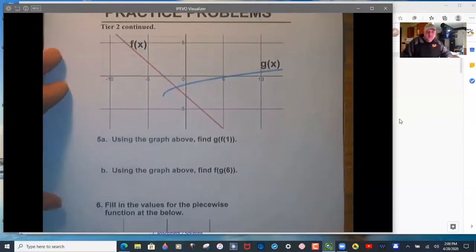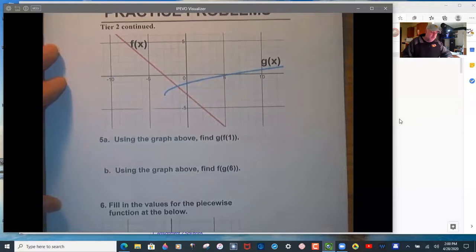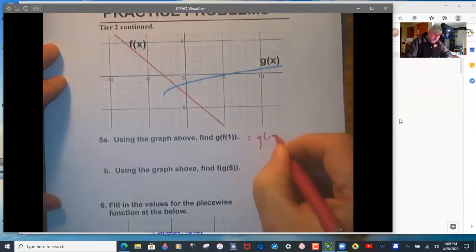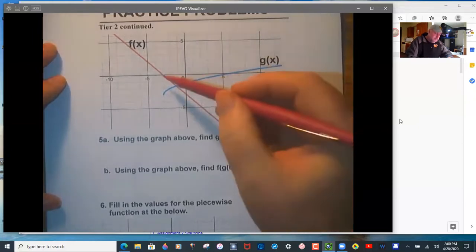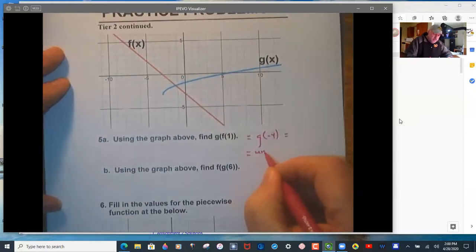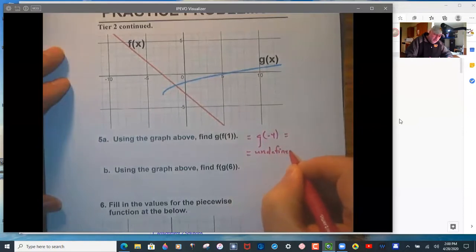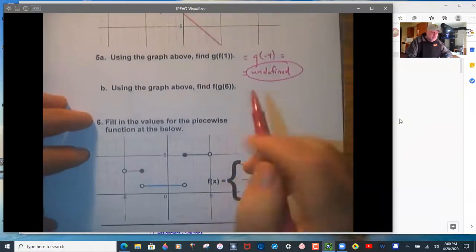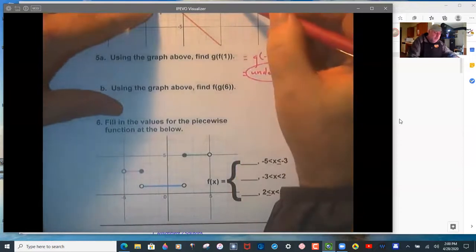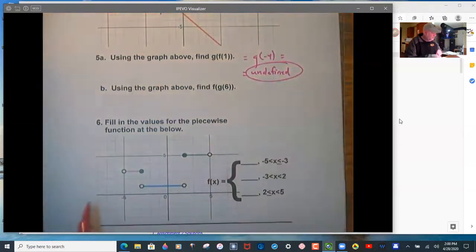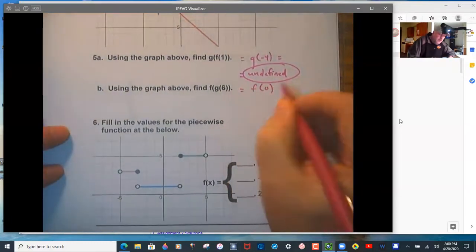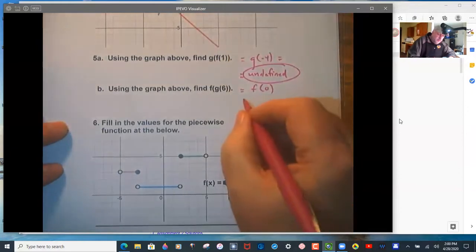Okay, second page, take this graph and do this function composition. So f of 1 looks like -4. So then we want to do g of -4, which there is not a point on the graph. So that is called undefined. Find f of g of 6, so g of 6 is 0. And so we are doing f of 0 on the f function, which brings us to -3 for that y value.